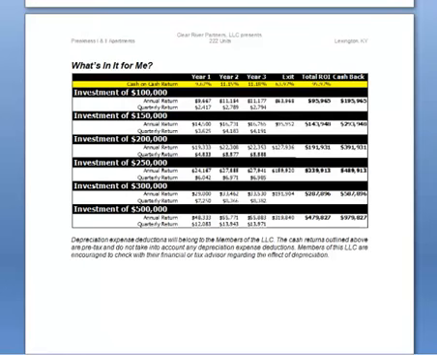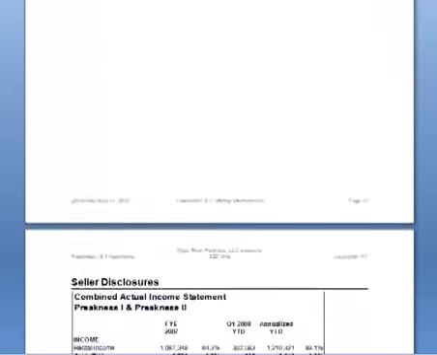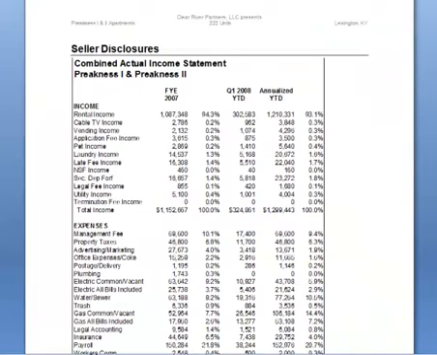Never fails. Then we get into what the disclosures are. This is what the seller disclosures are. This is what we received from the broker as to how the property has been performing. So this is the information we received from them. And as you can see, it's essentially a cut and paste. You don't want to monkey around with it.